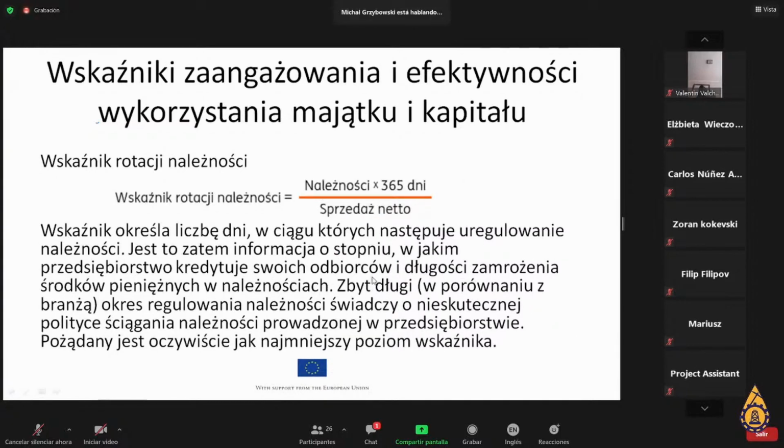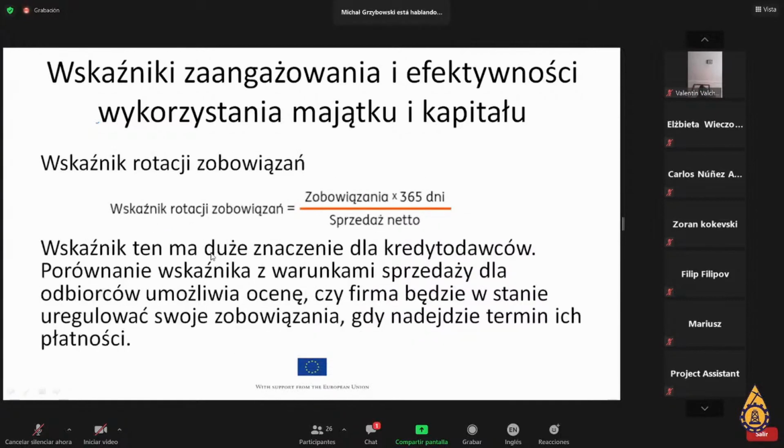We also have the receivables turnover ratio, and we calculate it for a period of 365 days, and we divide the receivables by net sales. And this ratio indicates how quickly our customers repay their liabilities, how quickly our customers simply pay us for the invoices we raised. And there is also a very similar ratio, which is the liabilities turnover ratio, and it is simply a metric that indicates how fast the company repays its own liabilities.